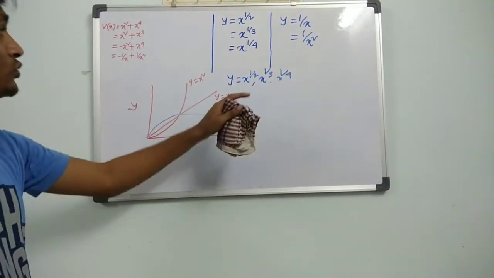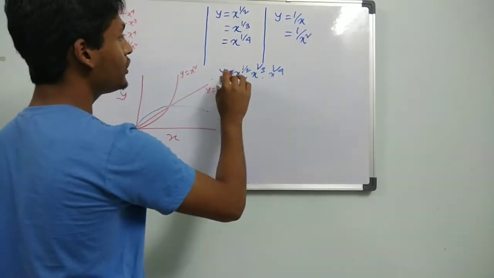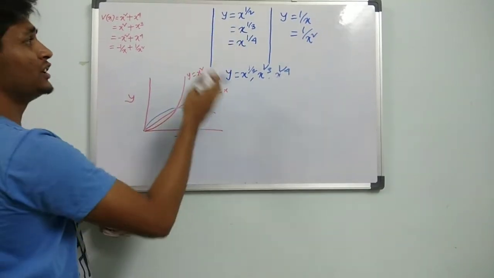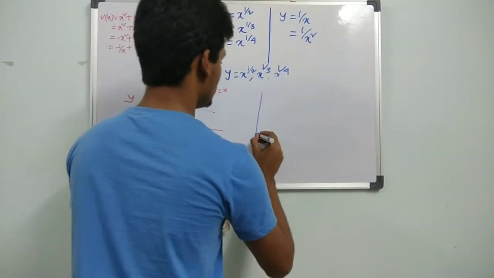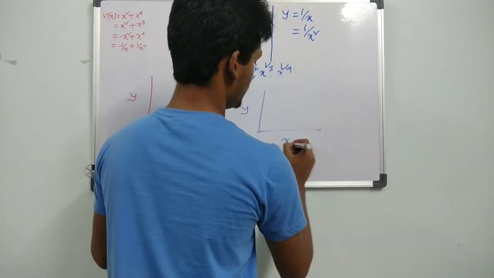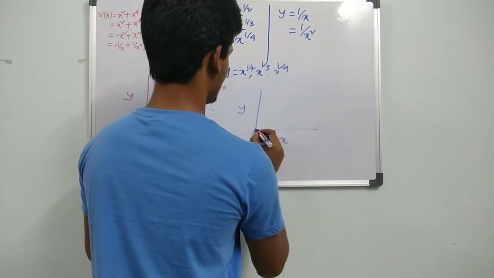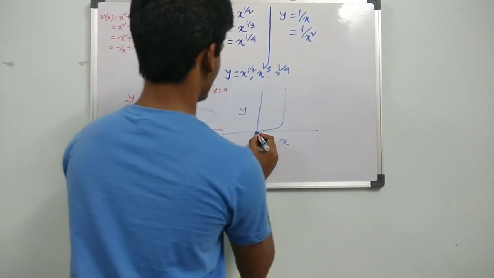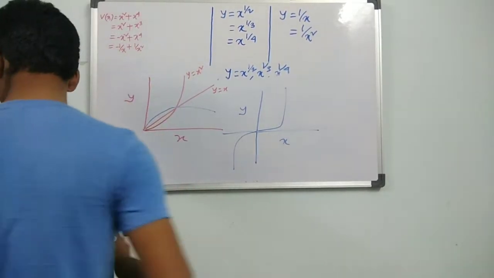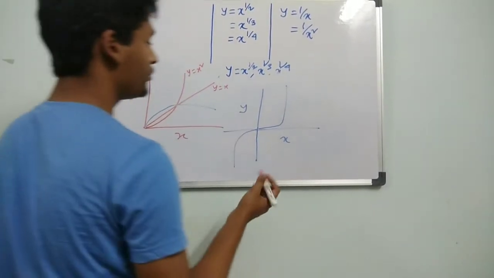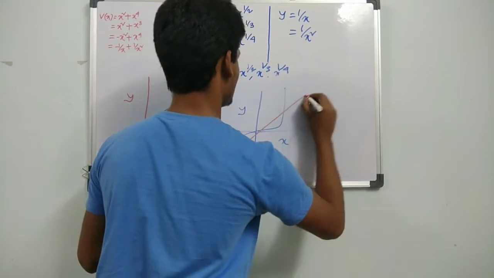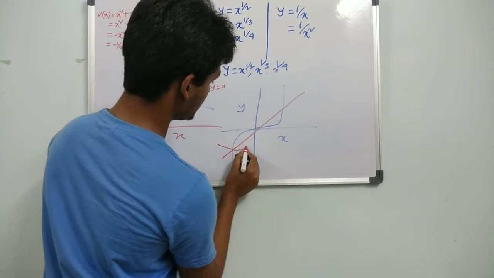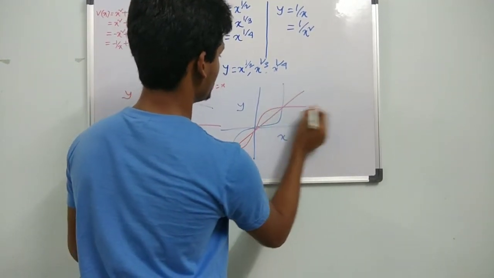So you don't have to go through this procedure. You can just draw it by looking at this function. So simply you can draw x to the power 1 by 3, x to the power 1 by 4. How? x cube, that will be like this. So what I am telling you, just take reflection along y equals x. This part will be like this, and this part will be like this.